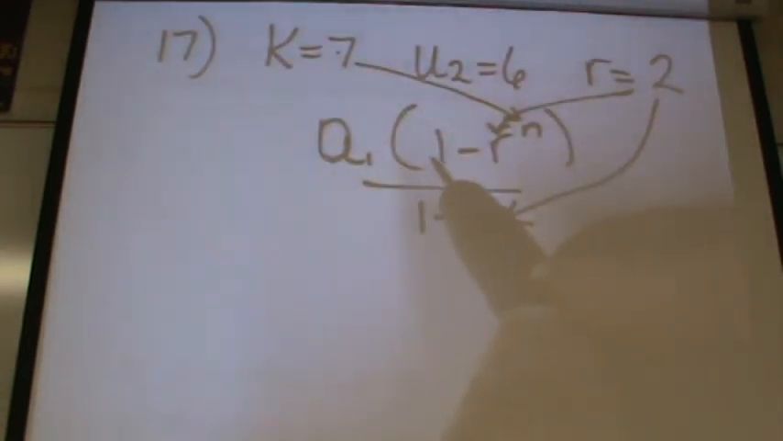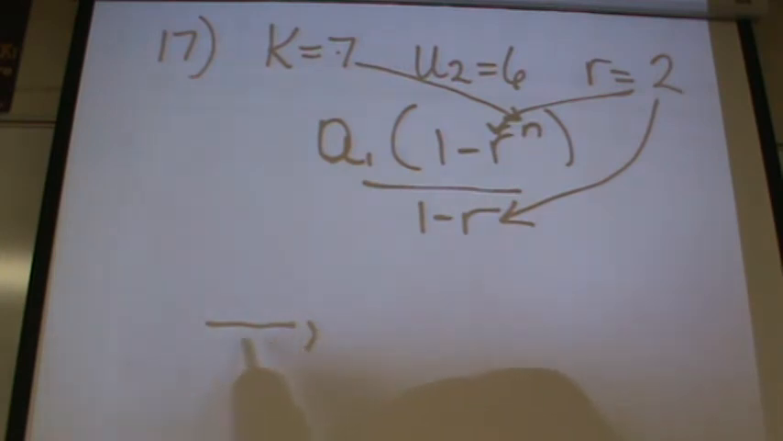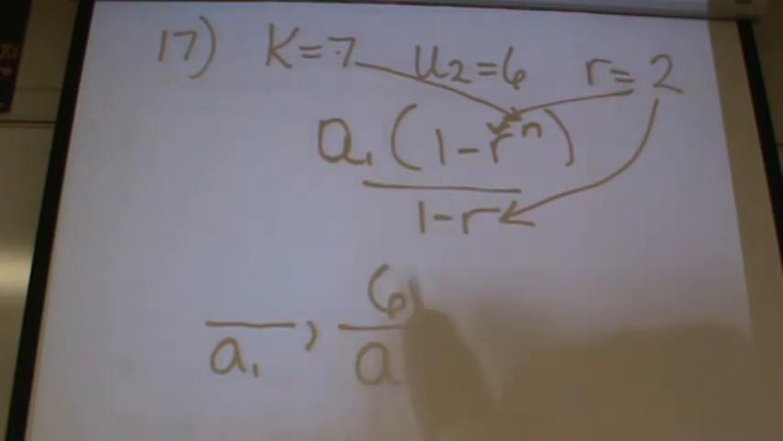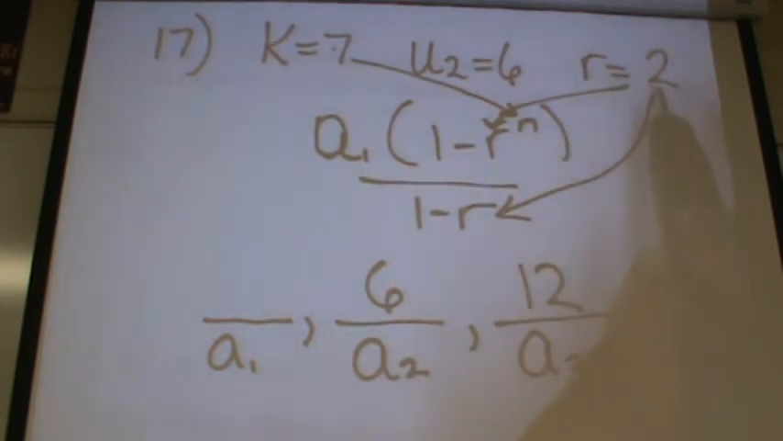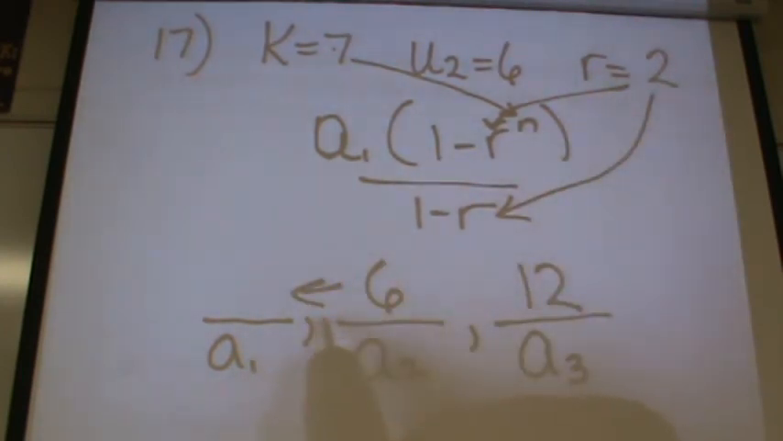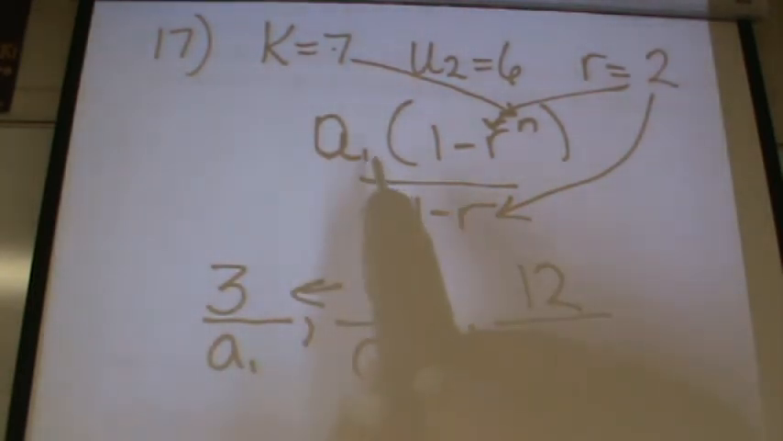I know what the second term is, but the first term we don't know. We know the second term is 6, and I know the ratio is 2. To get to the next term, u sub 3, I would simply multiply this by 2. I'd get a 12. So to go forward, I multiply by 2, but I want to go backwards, so I'm going to divide by 2. So your first term is 3. So a sub 1 or u sub 1 is 3.